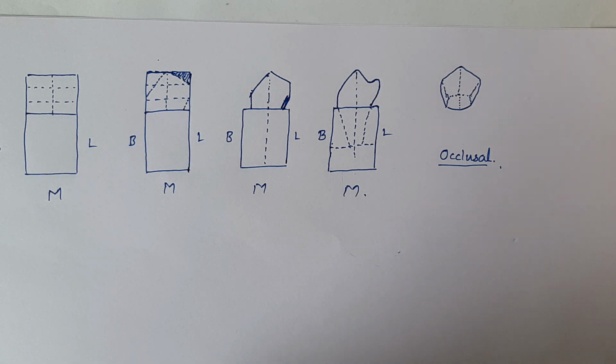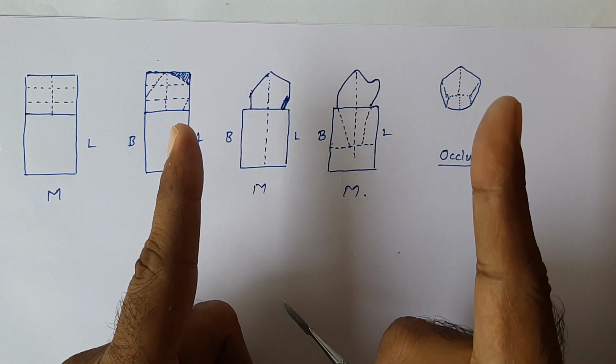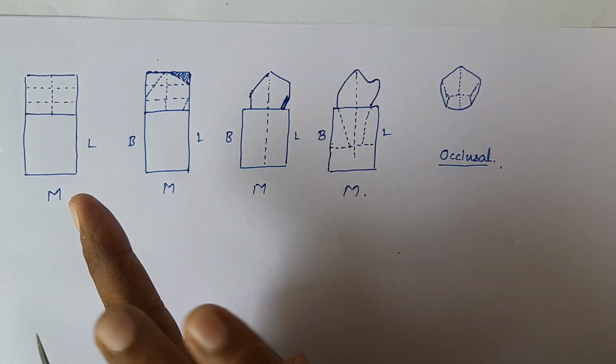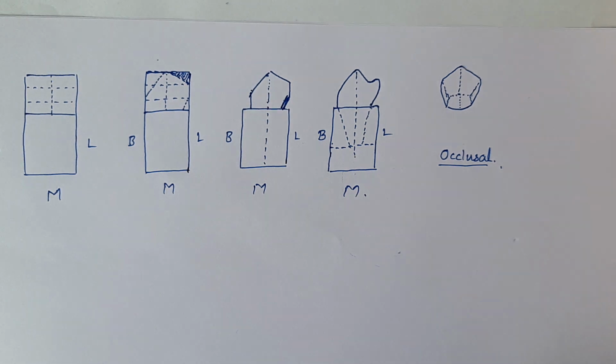Okay, maxillary will have a straight, it will be parallel like this. But the mandibular will have a tilt like this, towards the lingual surface. So that is how you have to make it.